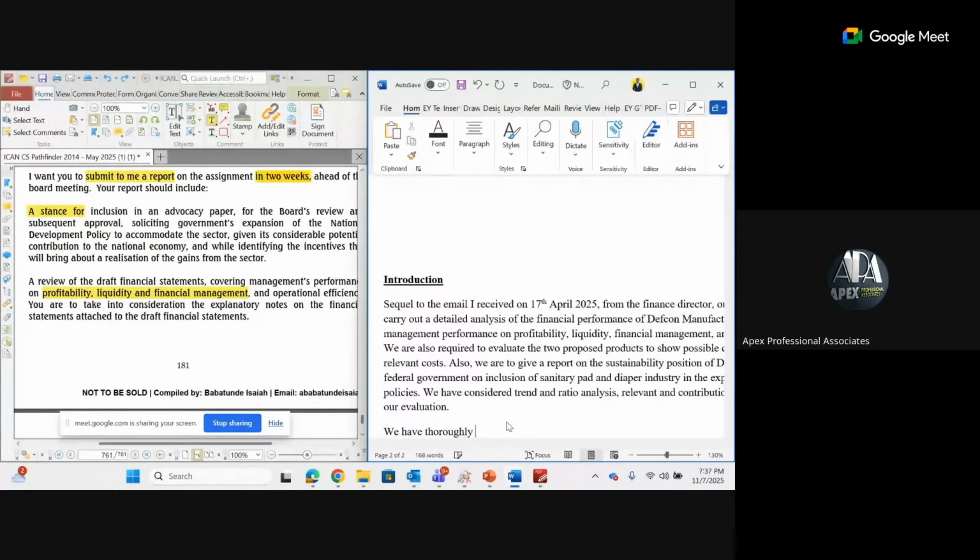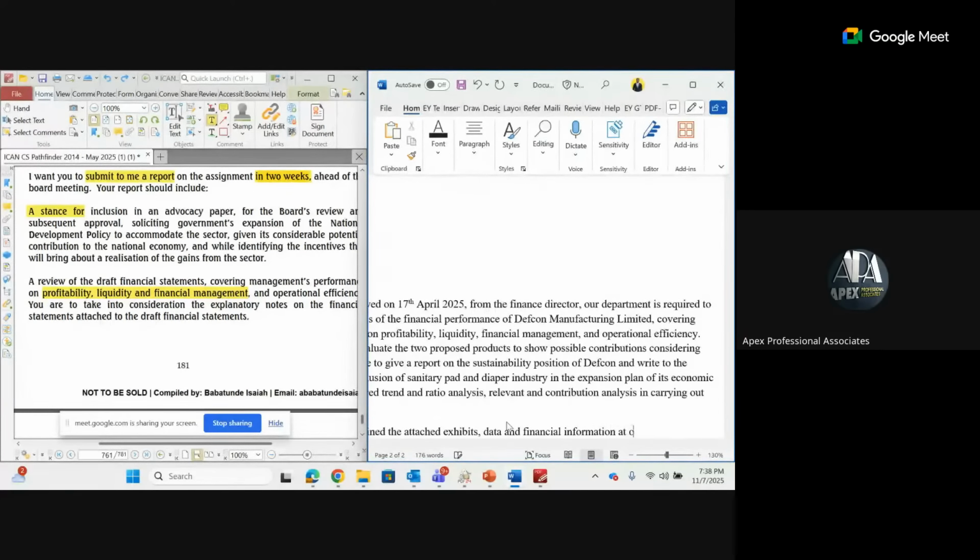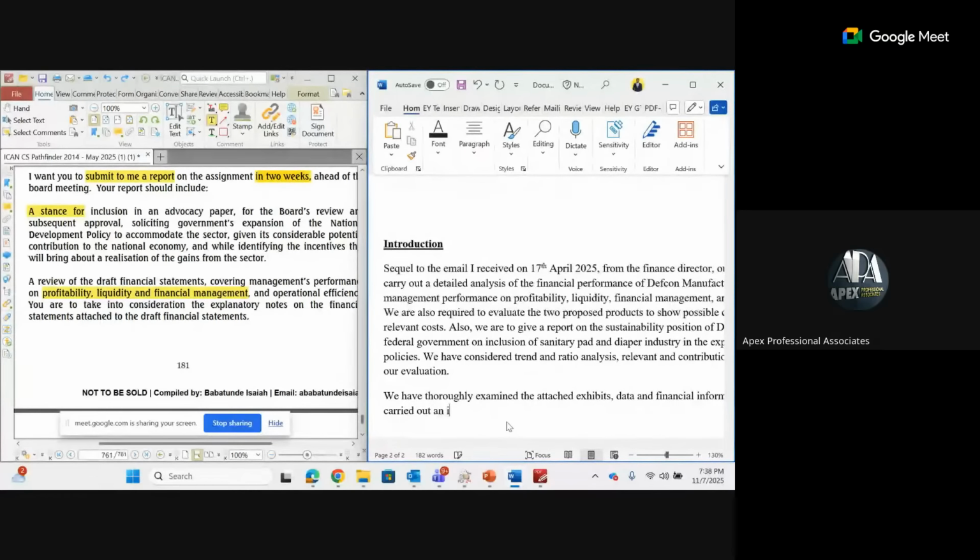We have thoroughly examined the attached exhibits, data, and financial information at our disposal, carried out an in-depth analysis, arrived at appropriate conclusions and proffered reasonable recommendations.